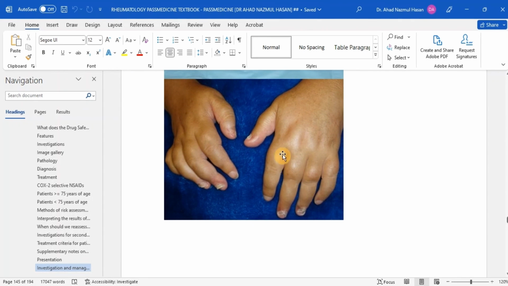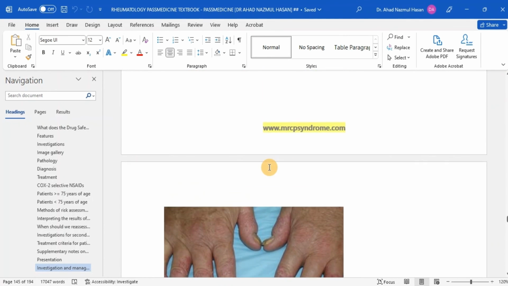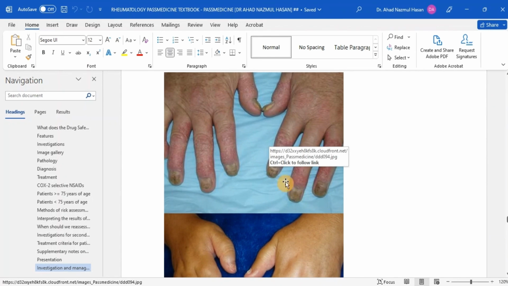What are these? They are known as the dactylitis. Involvement of the entire digit of the fingers. They are the dactylitis, and dactylitis is highly suggestive of psoriatic arthritis. And here are the skin changes, as well as some sort of nail pitting or nail changes.